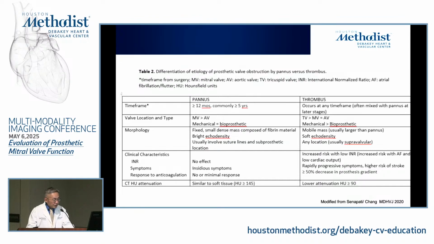a useful technique. So the main difference between pannus and thrombus is still the history, okay? Chronic, slowly increasing gradient, mostly pannus. Problem with anticoagulation, or sudden onset, most likely clot. And in the Hounsfield unit, there are some small series of 30, 40 patients with pathology correlation that show that pannus usually is more than 130, 140, and less than 90, or around 90, usually implies clot.